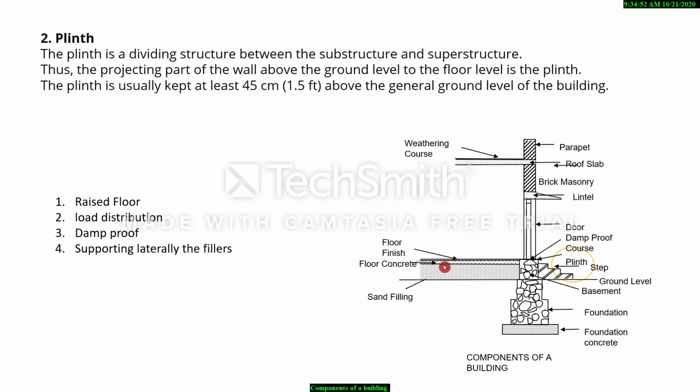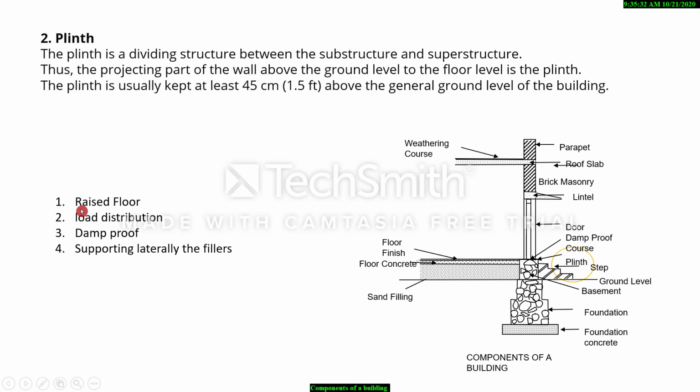Okay, so the next one is the plinth level. The plinth is the dividing structure between the substructure and the superstructure. So we know this is a plinth portion. Thus, the projecting part of the wall above the ground level to the floor level is the plinth. So from here to the floor level. The plinth is usually kept at least 45 centimeters, that is 1.5 feet, above the general ground level of the building. So why do you need a plinth?